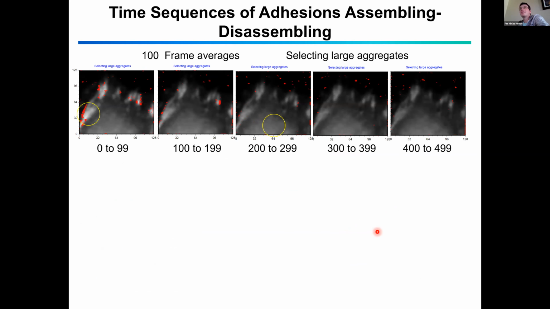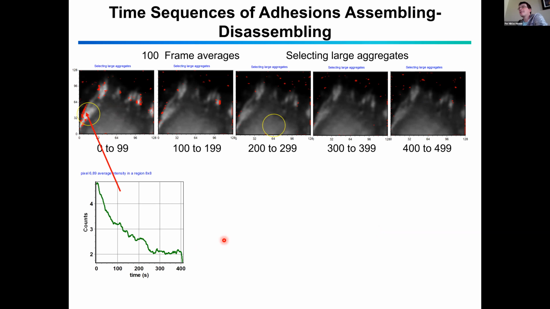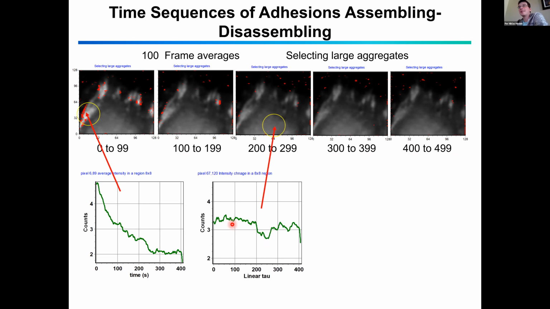So here you see a further illustration of this. 500 frames were acquired of this region and chopped up into bits of 100 frames, and on each of those 100-frame averages, the number and brightness analysis was performed. And you see, for example, in the first chunk, we see those higher aggregates because the cell is disassembling this kind of adhesion. Why do we think it's disassembling it? Well, if you look at the average counts as a function of time, you see it goes down in this region. So that's why we conclude that the cell was disassembling this adhesion.